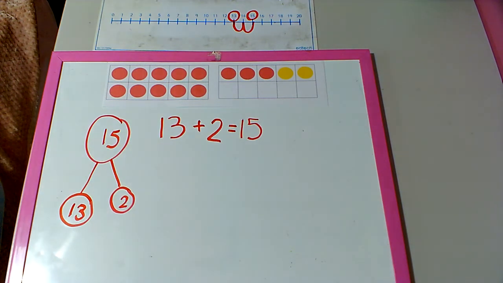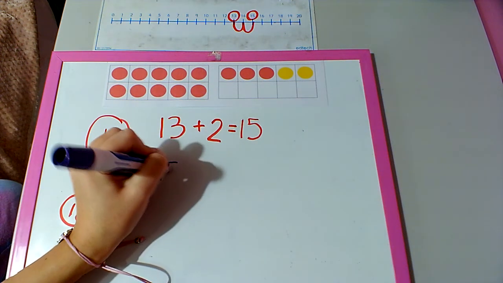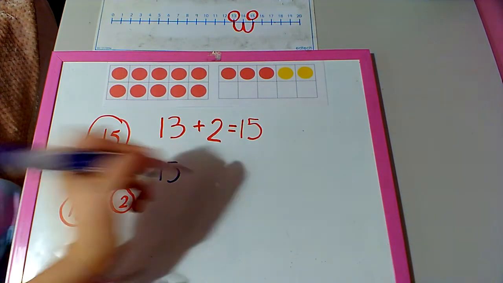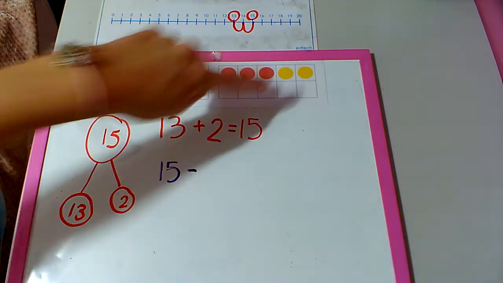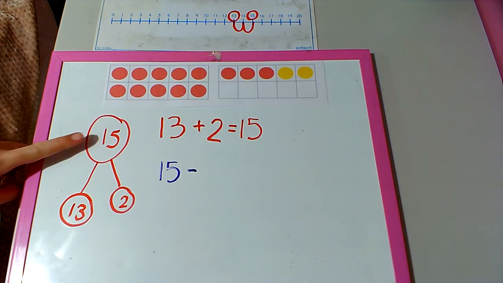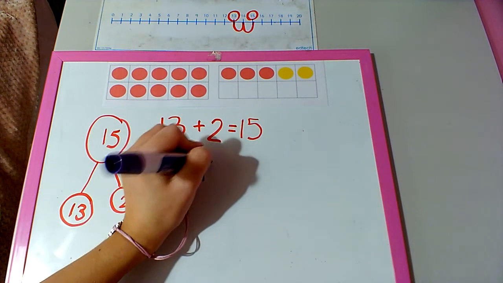When we write our subtraction sentence, remember that it always starts with our biggest number, our whole, because we are taking away from our big number. So our big number today is 15. So we start with 15 and we need to take away. So first I want to take away our red counters. So remember we have 13 red counters. So we have to do 15 take away 13.